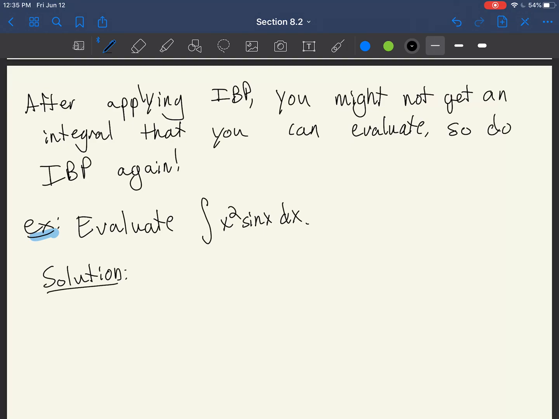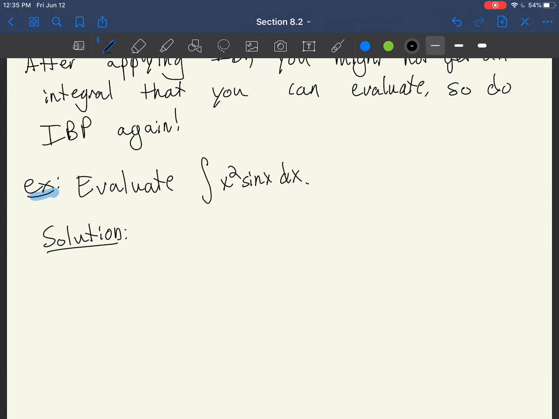So why don't you pause this and try this on your own. After you do integration by parts one time, the integral you get, you can't just immediately solve. You should recognize that you can do integration by parts again, but you should get an integral that we've done in this section if you did your first integration by parts correctly.